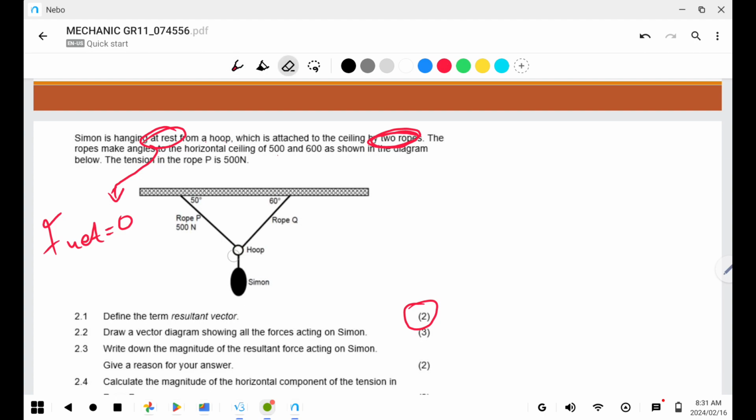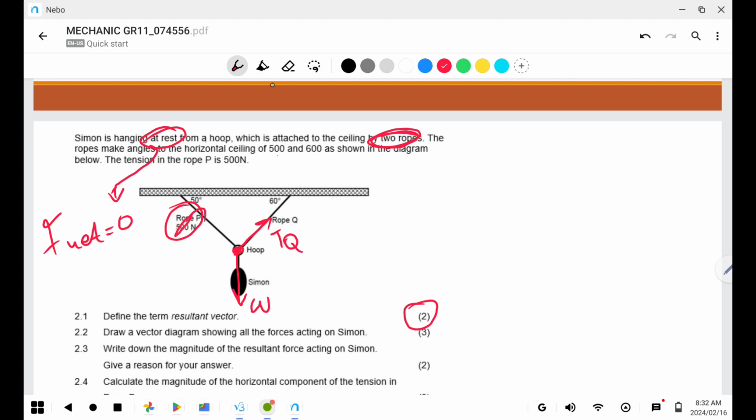So I'm going to first draw the forces on the diagram. If Simon is hanging there on the hoop, the first force we have is weight. Simon has mass. He must have mass because Simon sounds like a person. So we're going to have the weight. We have rope Q. We're going to have tension. The tension is along the rope Q, away from the object. The object is Simon. So there will be tension. So I'm going to specify it so that it does not look like there's tension here. So I'm going to call this TQ, meaning the tension in rope Q.